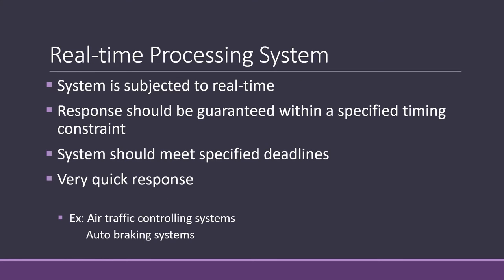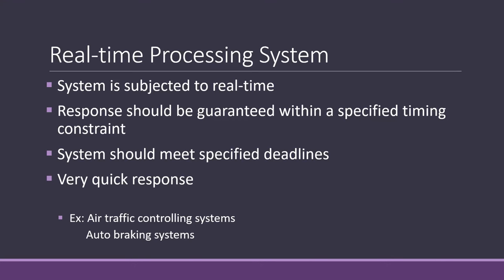The next one is real-time processing systems. Real-time processing systems are more critical systems. These systems should produce the output in no time, like maybe in milliseconds. They are very critical systems like air traffic controlling systems and auto braking systems. These systems mainly focus on human safety in a critical way. That means even a 1 second delay may cause a disaster. So these systems should respond within guaranteed specific timing constraints.